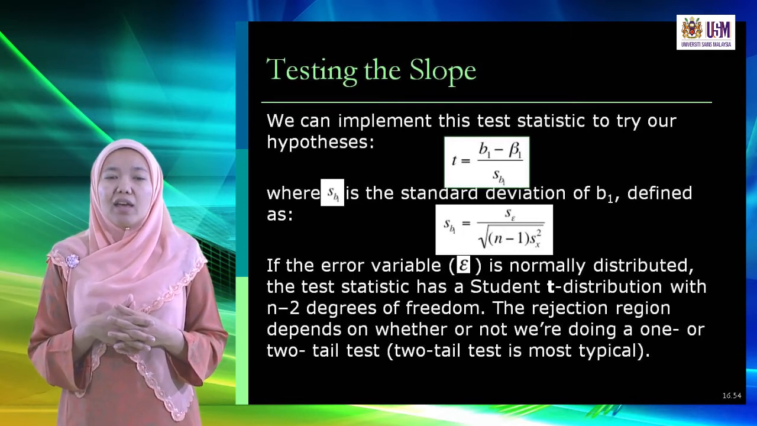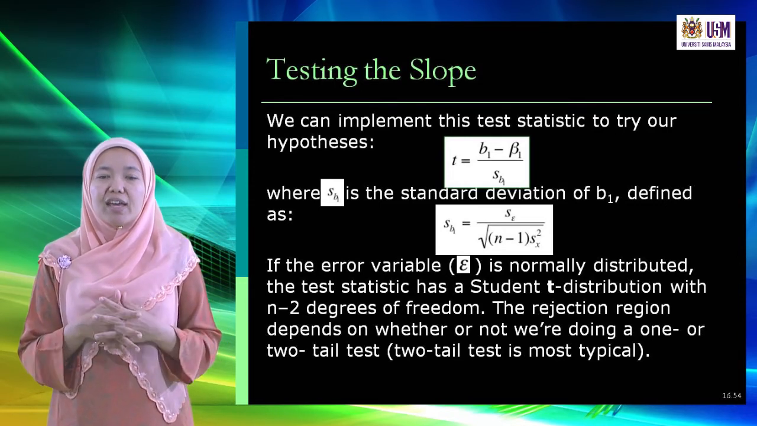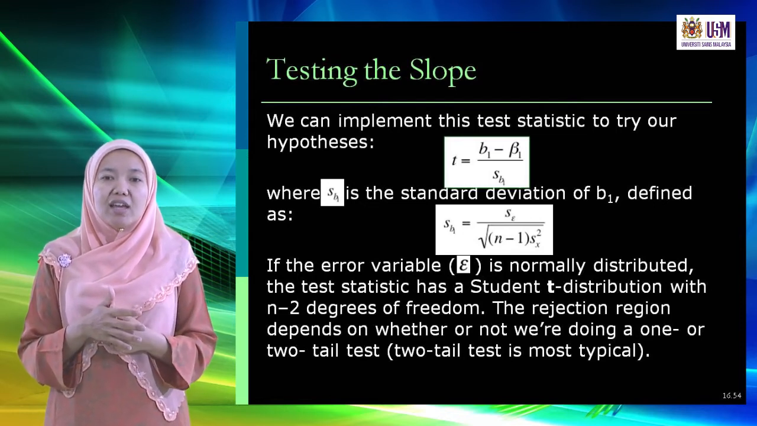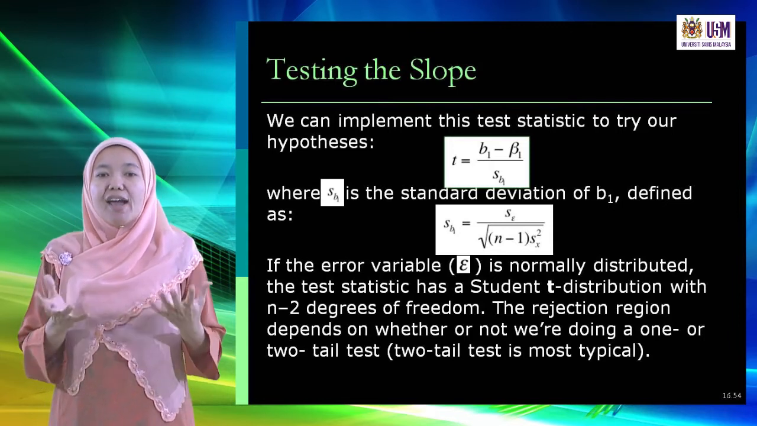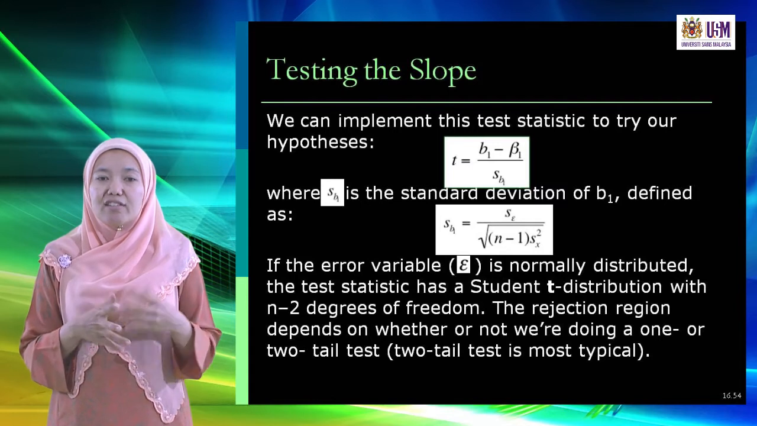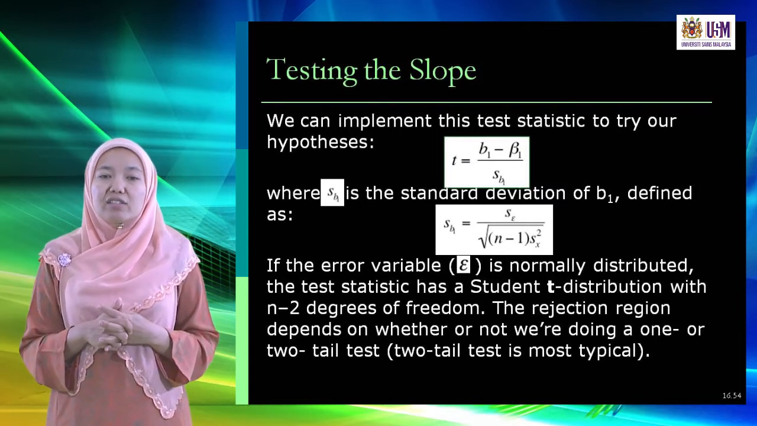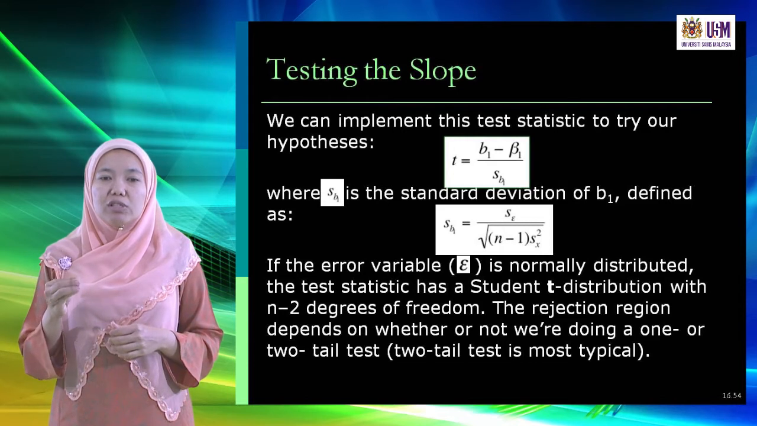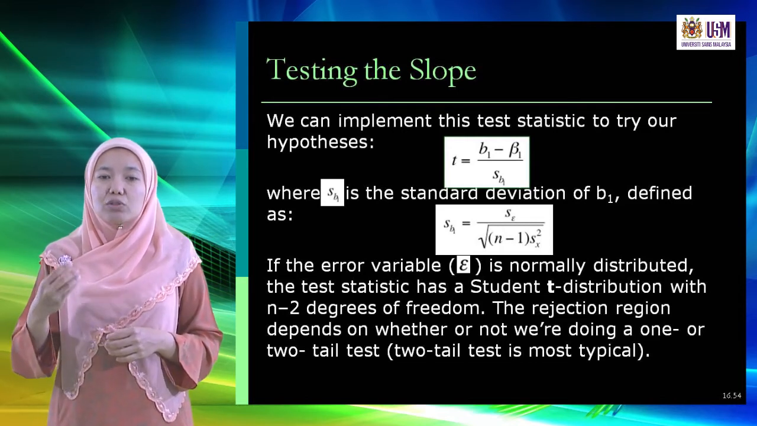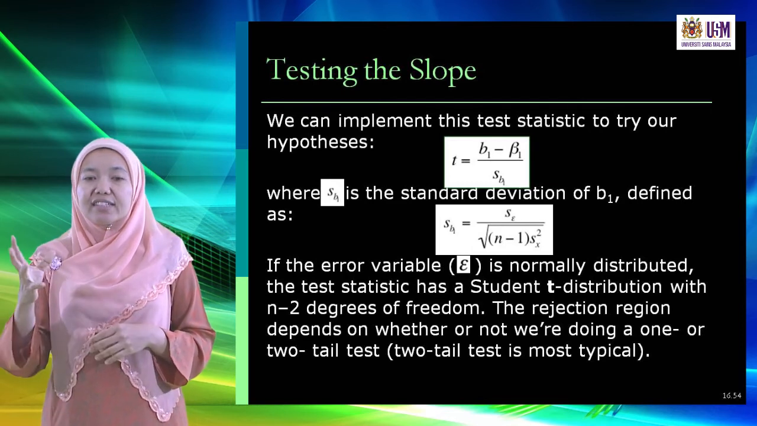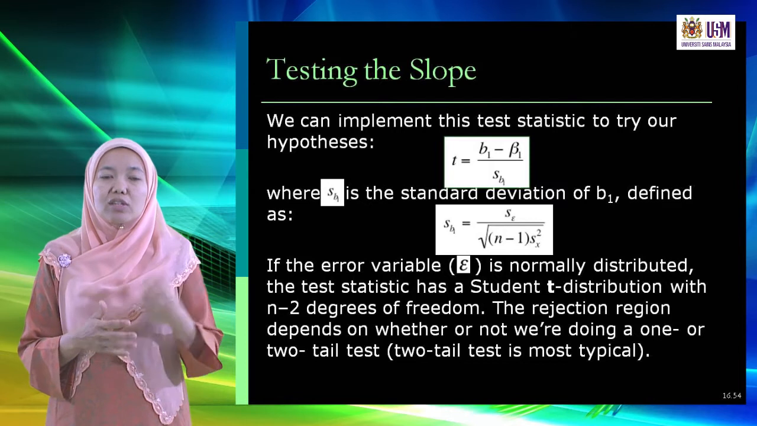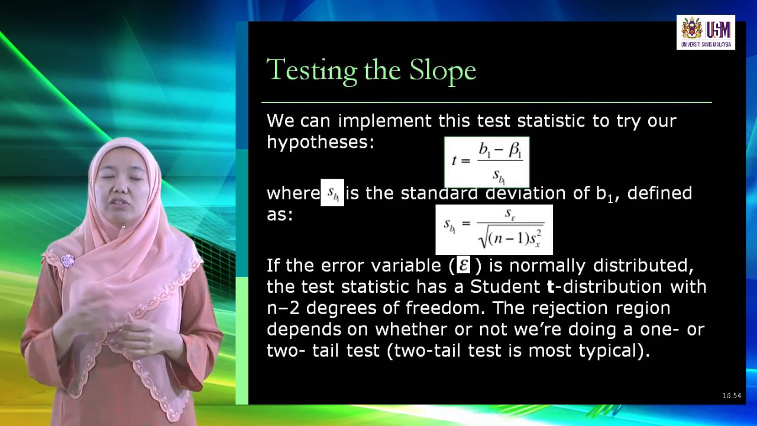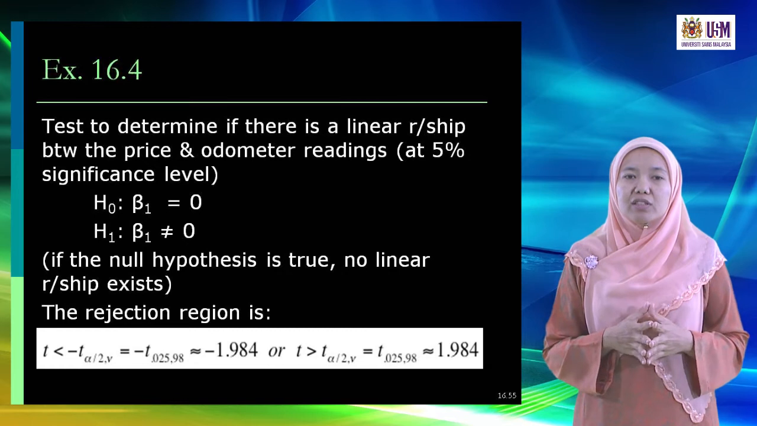S b1 is the standard deviation of b1, defined as the standard error of the estimate S epsilon divided by the square root of (n minus 1) multiplied by S x squared. If the error variable, epsilon, the error term, is normally distributed, the test statistic will have a Student t distribution with n minus 2 degrees of freedom. The rejection region will depend on whether we are doing a one-tail or two-tail test. If the question asks for greater than or less than, it's a one-tail test. If the question asks does not equal zero, different from zero, it's a two-tail test, which is more typical. So let's look at example 6.4 in detail.